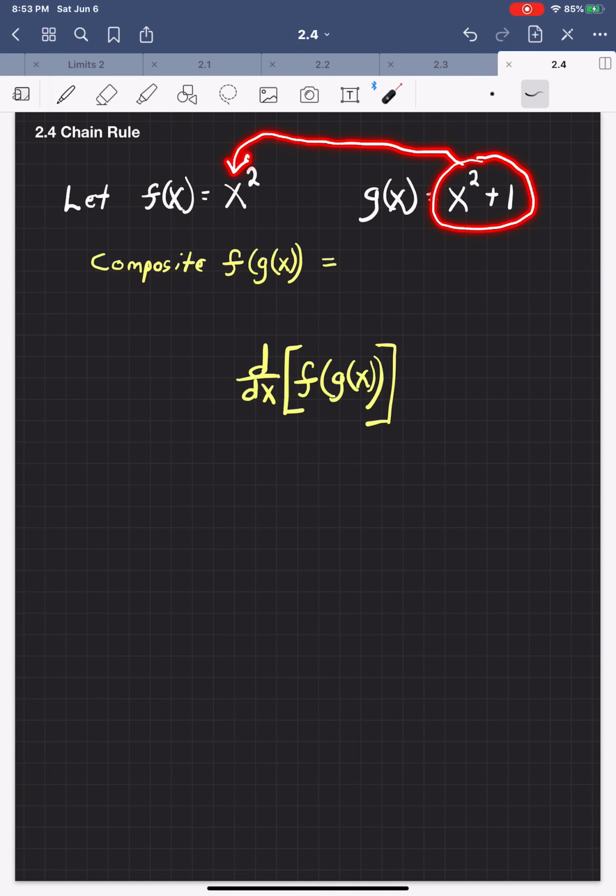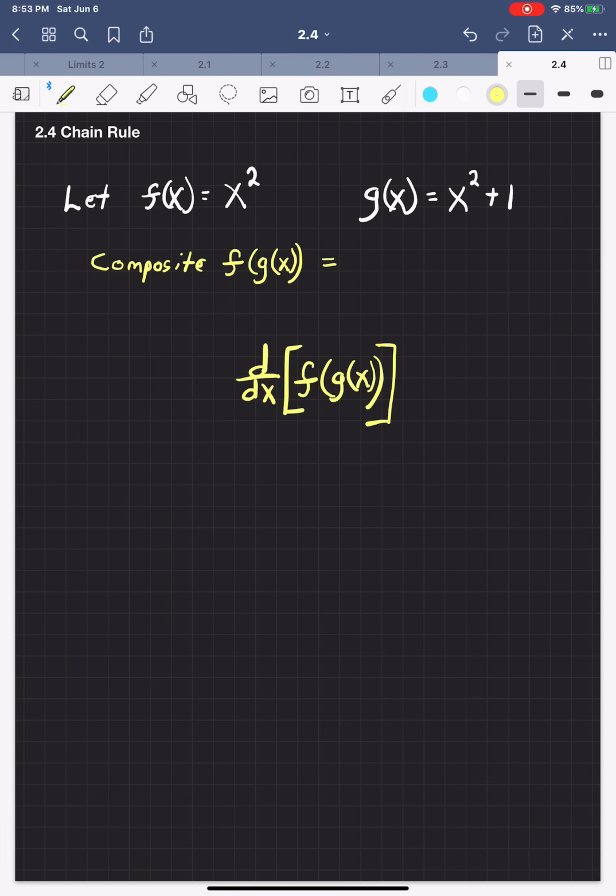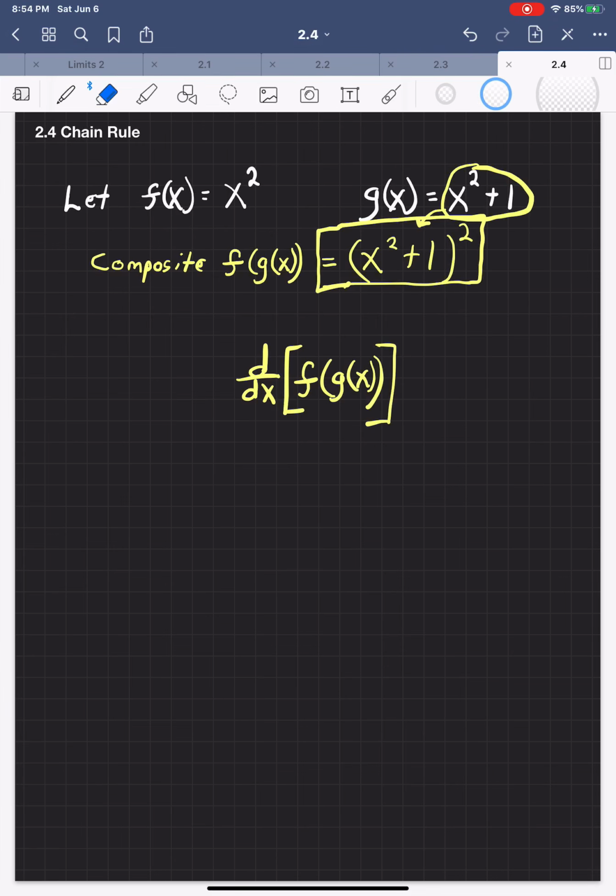What would f of g of x look like? Well, it's fairly easy to do. It's just going to be something squared, and that something will be g of x. So x squared plus 1, squared. Now, I understand that you could FOIL that out, but that's not the purpose here. The purpose here is let's just look at this function, x squared plus 1 squared.